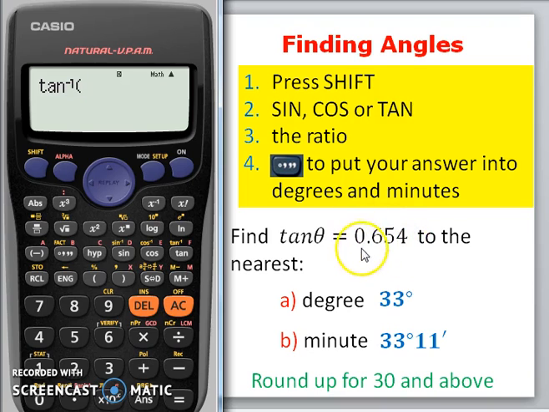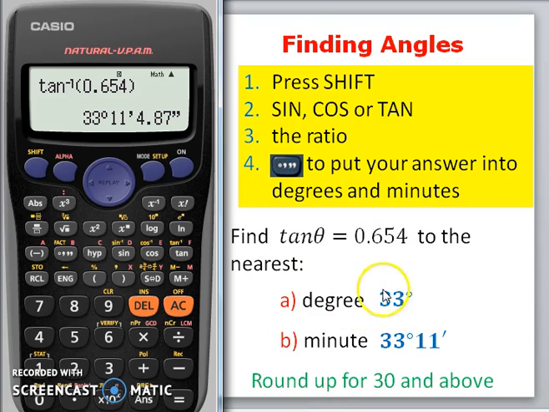So this ratio is 0.654, okay, and press equals. Now it gives me the decimal form. To put it into degrees and minutes, we press the degrees minutes button. So basically this is saying 33 degrees, 11 minutes, and 4.87 seconds. So you can see it uses the dashes in the answer form. It just doesn't use it when you're putting the actual angle in.